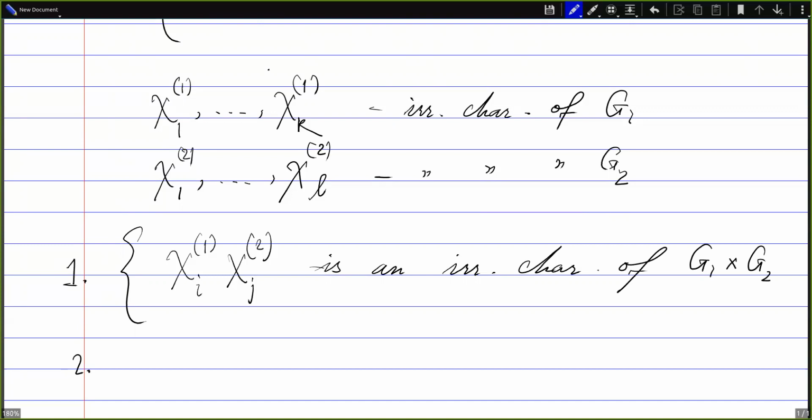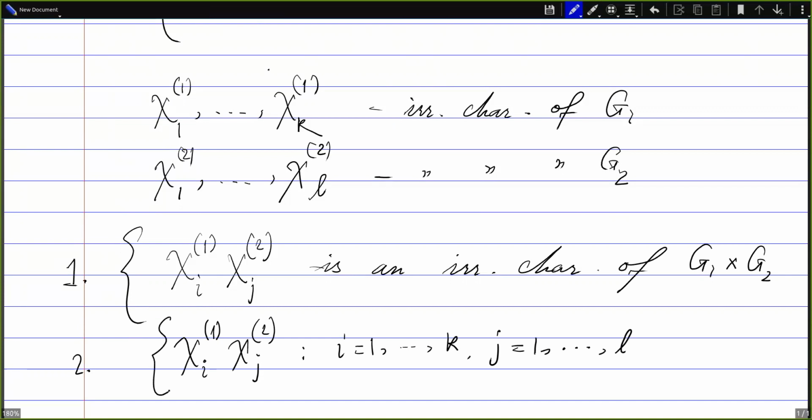The second thing is that chi_I^1 times chi_J^2, with I from 1 up to k and j from 1 up to L, are all the irreducible characters of G1 direct product G2. That's what we will prove.